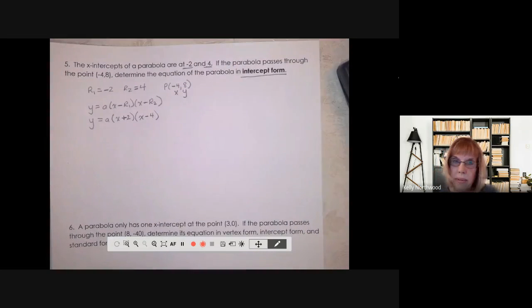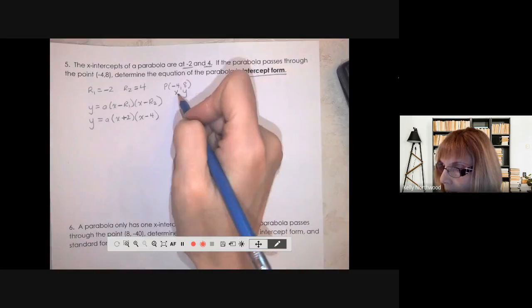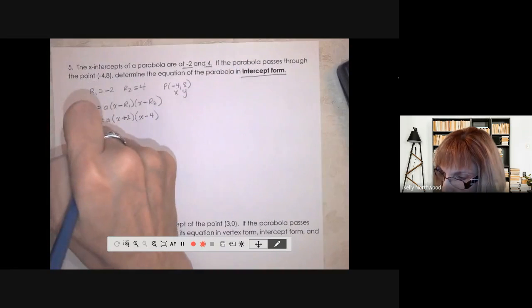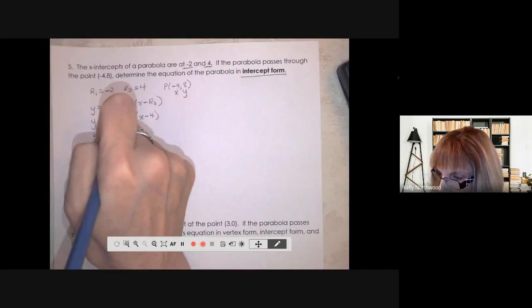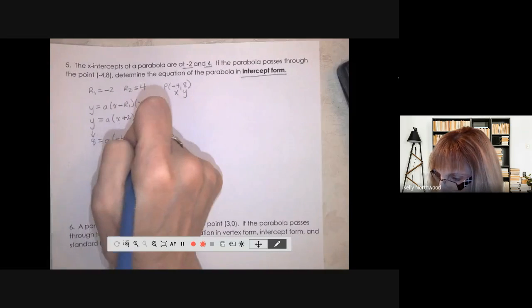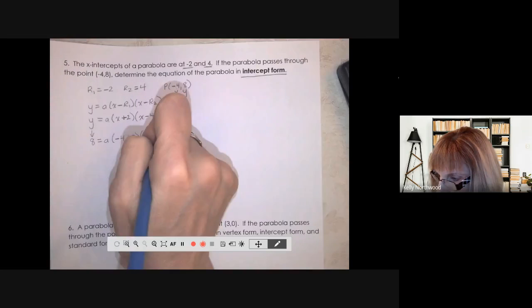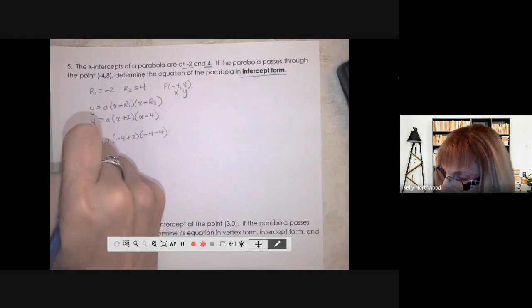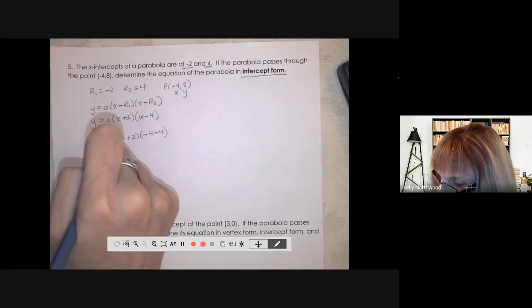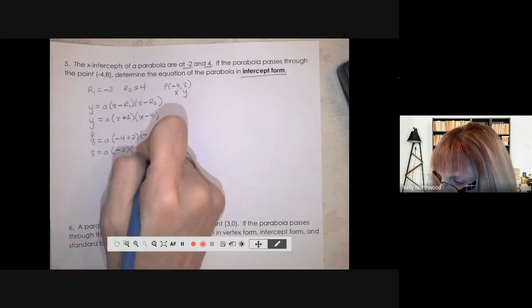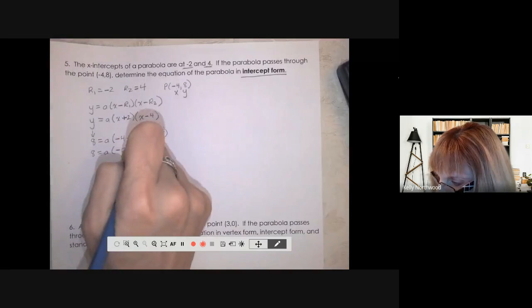And then we know if that point's on the parabola, when x is -4, y is 8. So I can use that fact to calculate the a value. You replace each x with -4. Then calculate each bracket. -4 minus 4 is -8.